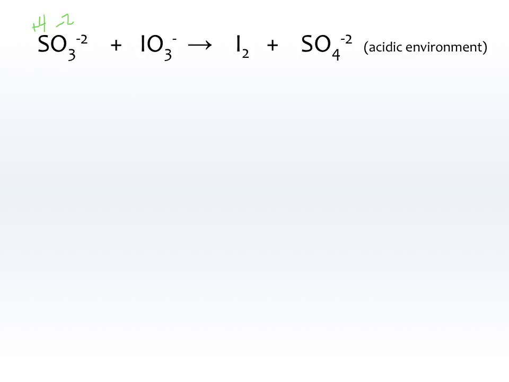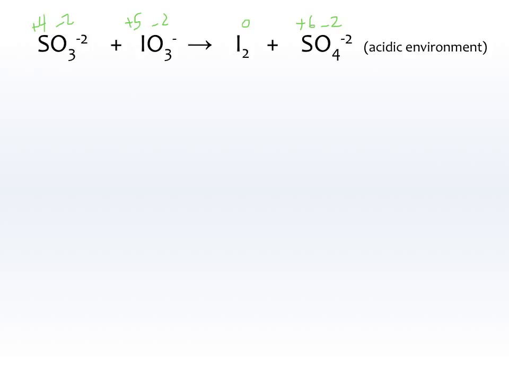Within IO3 minus, the entire ion is negative 1. Oxygen is negative 2, but there's 3 of them, so that's negative 6, which means iodine has to be plus 5. Aren't you glad you paid attention in that determining oxidation numbers video? For I2, by itself, 0. For sulfate, hey, we've done this one a bunch of times. The entire ion itself is negative 2. Oxygen is coincidentally also negative 2, which is negative 8, so sulfur is positive 6.